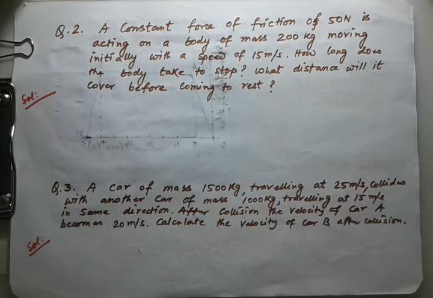So what is the next problem here? A constant force of friction of 50 Newton is acting on a body of mass 200 kg, moving initially with a speed of 15 meter per second. How long does the body take to stop? And then what distance will it cover before coming to rest?